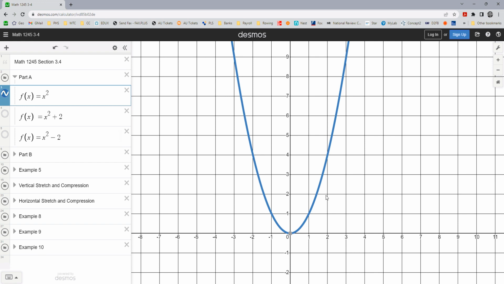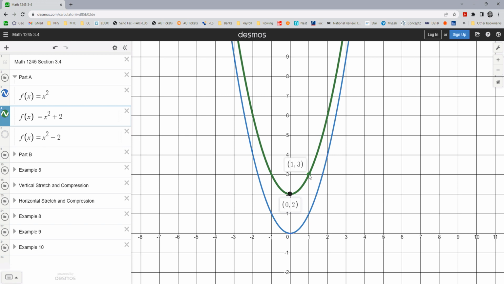If we add 2, what I'm anticipating is that this graph should move up 2 spots. If I put that in there, we do indeed have that idea. So this 0, 0 now moves up to 0, 2. This 1, 1 now moves up to 1, 3. This 2, 4 now moves up to 2, 6. So it does indeed seem to be moving upward.